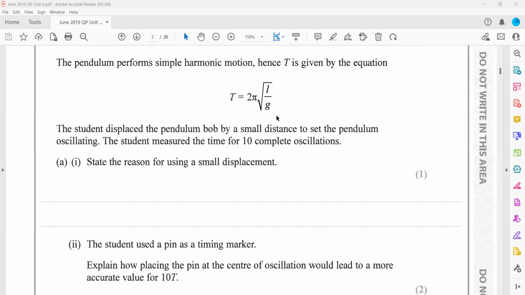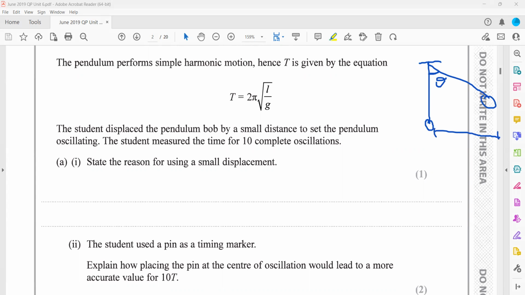State a reason for using a small displacement. The student displaces the pendulum and records the time for 10 oscillations. Why should the amplitude be small? Because this formula for simple harmonic motion is only derived when theta is very small. If theta is very large, then this equation won't be accurate.